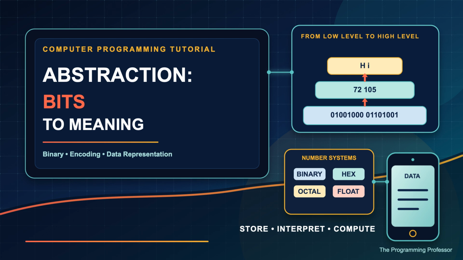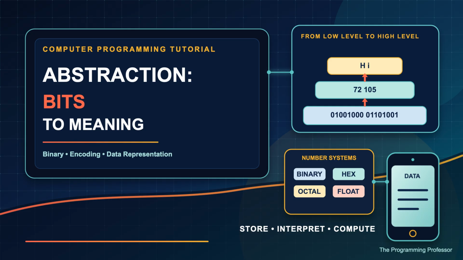Welcome to this chapter on how computers represent information. In this lecture, we will move from the most basic idea in digital hardware, an on or off state, toward the richer representations that programmers use every day. We will examine abstraction, bits, bytes, binary numbers, hexadecimal notation, storage prefixes, and floating point values.